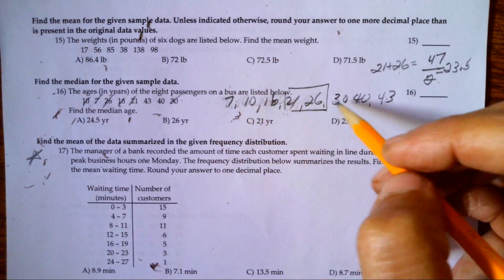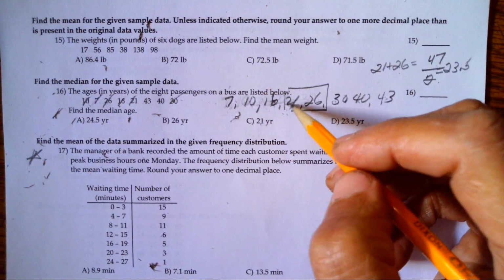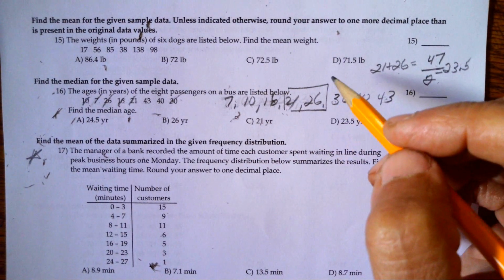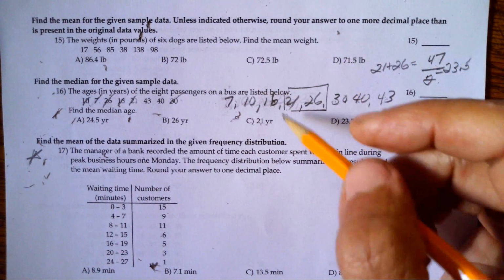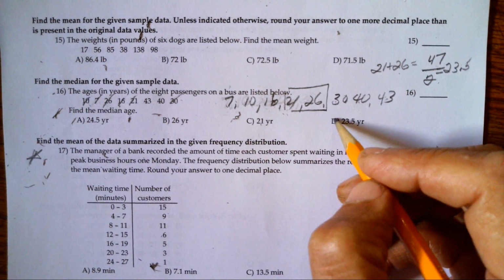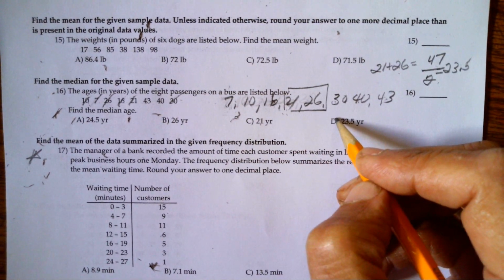An even amount of numbers, I put them in order, it took me a while, I took the two middle ones and averaged them out. If there had been an odd amount, there would have been an exact middle one. But there's an even amount. Take the two middle ones after you put them in order. 23.5, number 16.